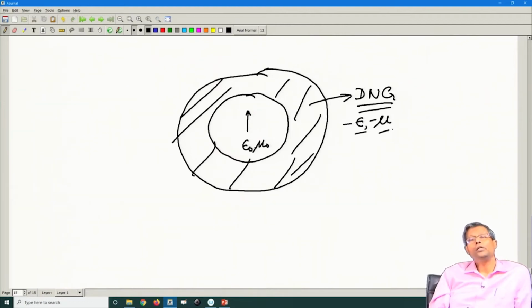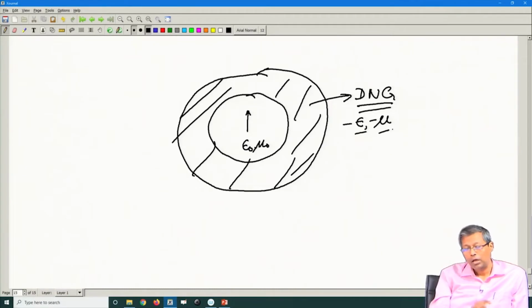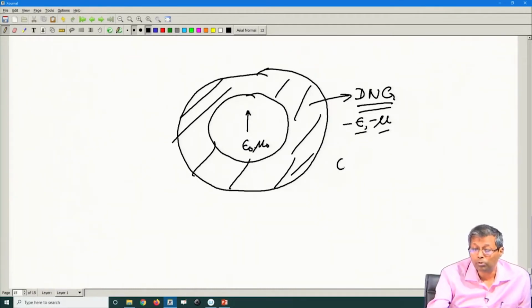Now, we will not go into the details of how such a medium is fabricated, because that is going to take us into the domain of metamaterials, but my entire objective is to tell you how the media parameters are important in electromagnetics, what kind of role they play. And let us suppose this is epsilon naught mu naught.